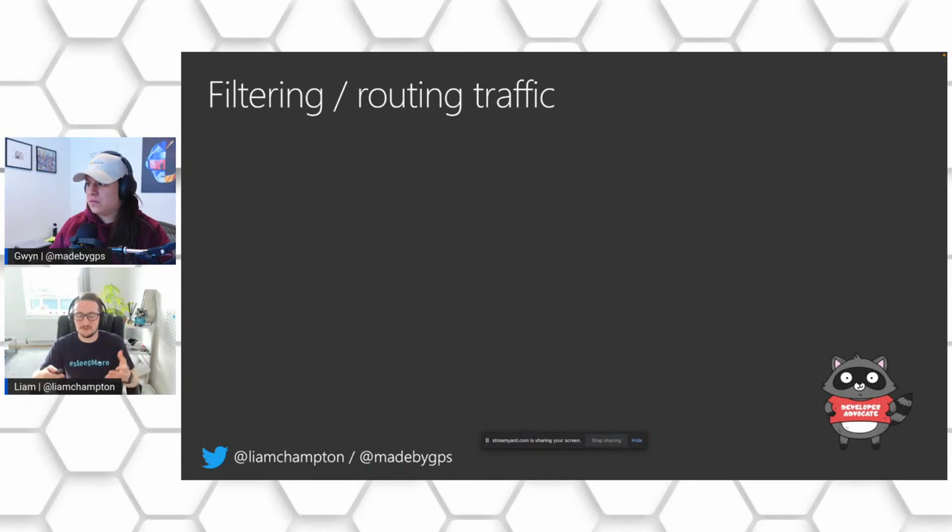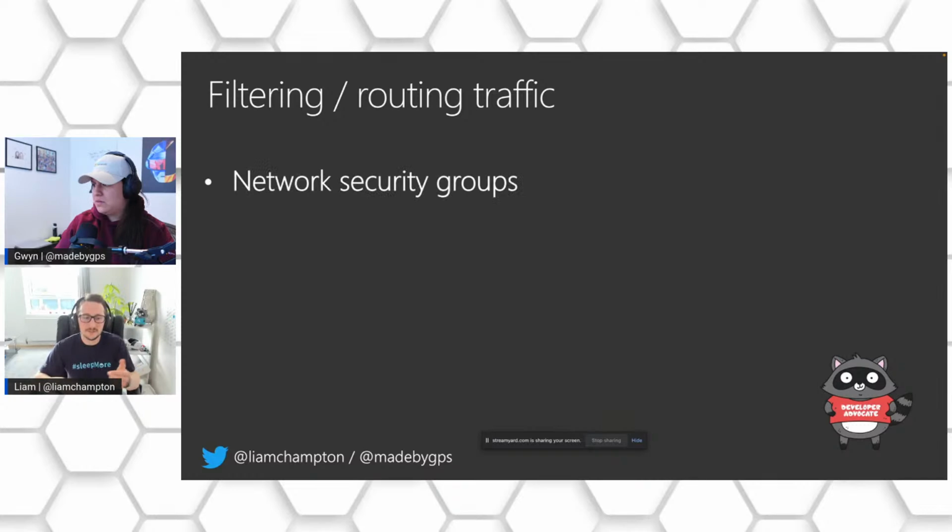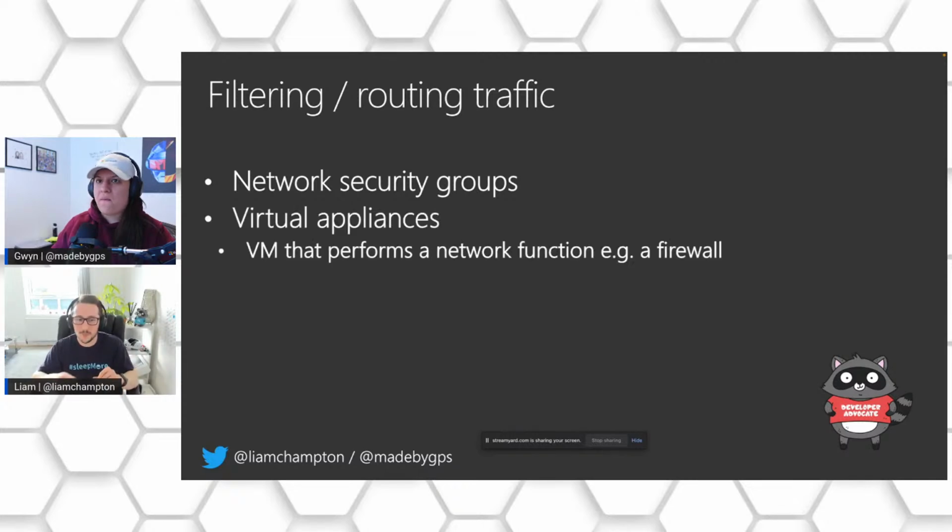When it comes to filtering and routing traffic through your virtual network, there's a number of ways you can do that. The first one is with network security groups. Security groups essentially block or allow traffic, and by default, I believe they block. We're going to go into much more depth on this in episode number 3. But it's a really good way of filtering your traffic at a very granular level inside the network.